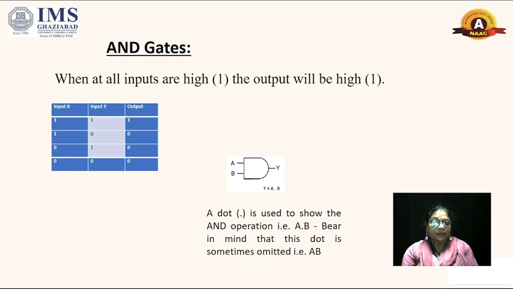It is represented by the symbol that is shown in the figure, and it is also represented as dot. Dot is used to show the AND operation. It can be written as A dot B, and even if we do not write the dot over there, it will be written as AB, considered as the AND gate.